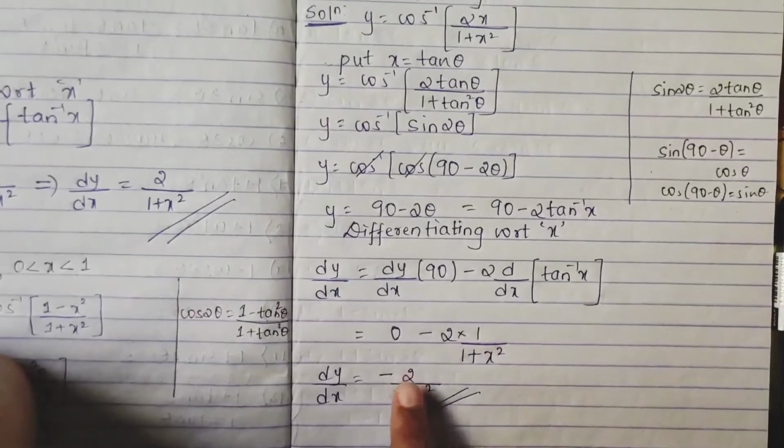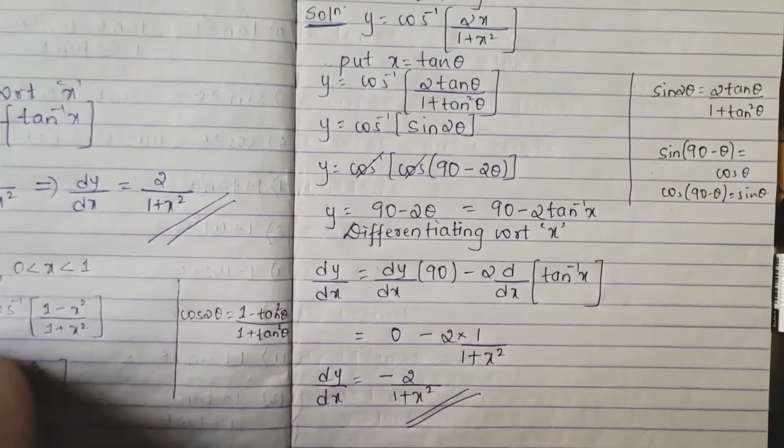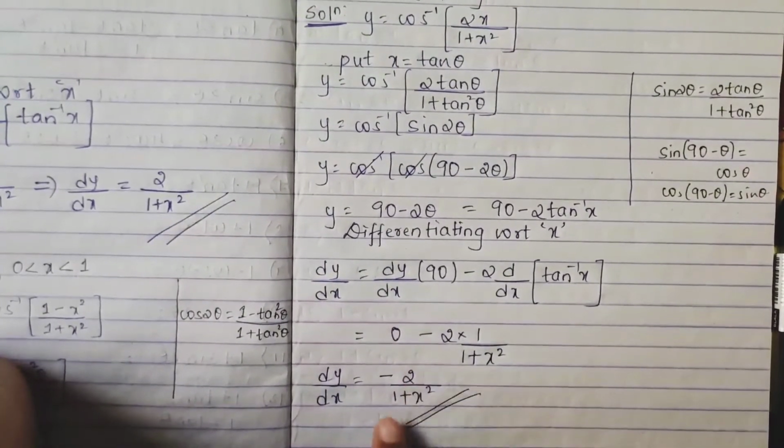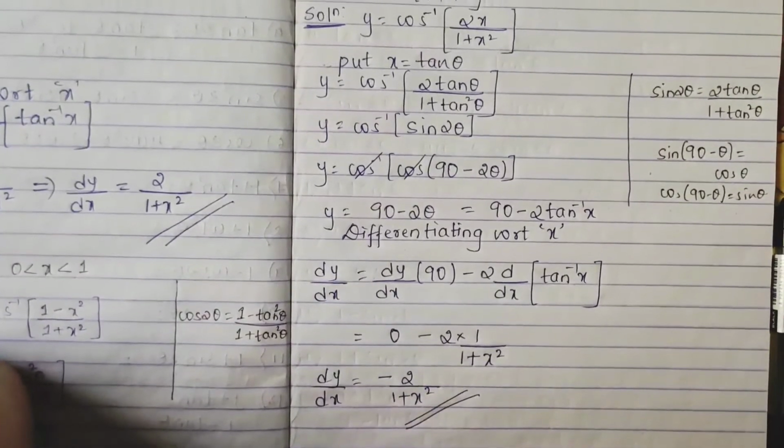2 into 1 is 2 only, right? Minus 2 by 1 plus x square. Please be careful of your signs also. Okay, you have minus here. This is minus 2 by 1 plus x square.